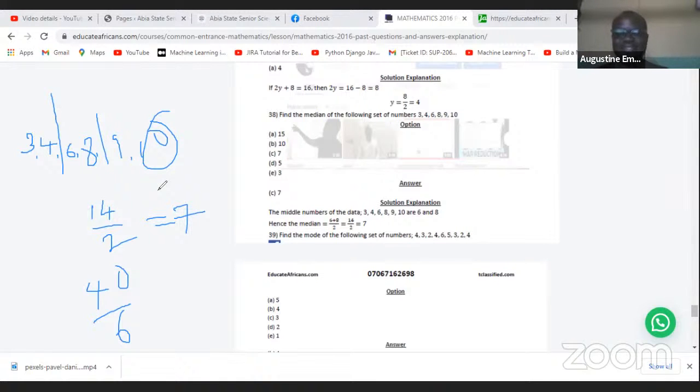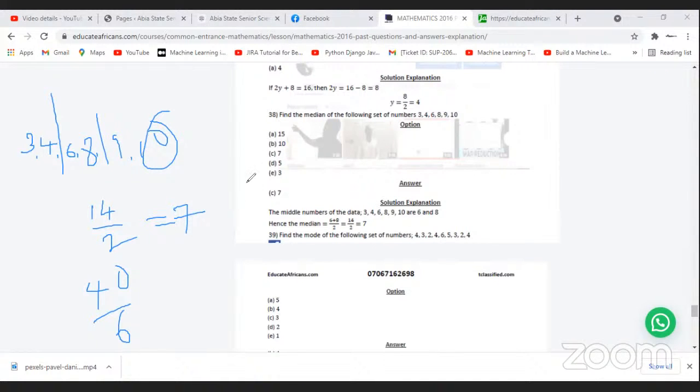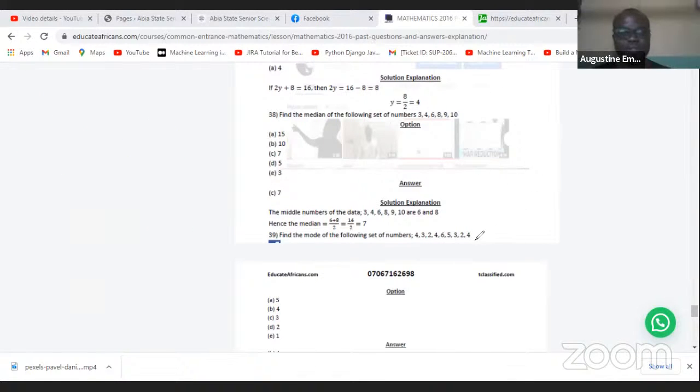So those are the statistics. Don't worry, when we see more, we'll understand it more. Okay, let's look at question number 39. Find the mode. So this one is asking about the mode.